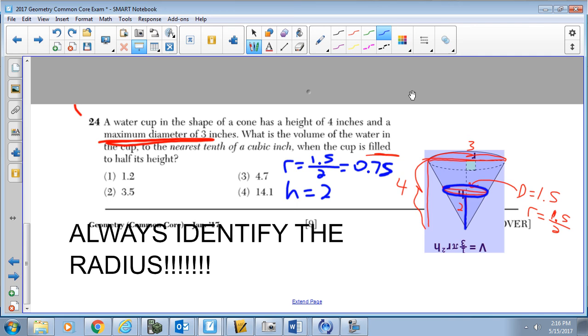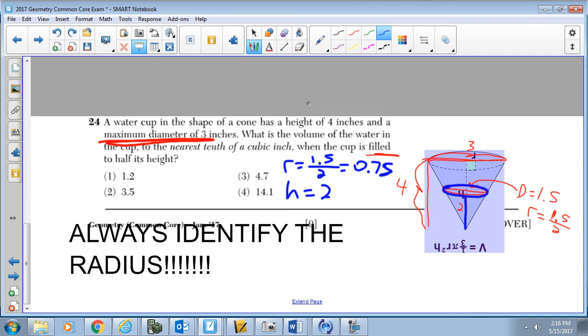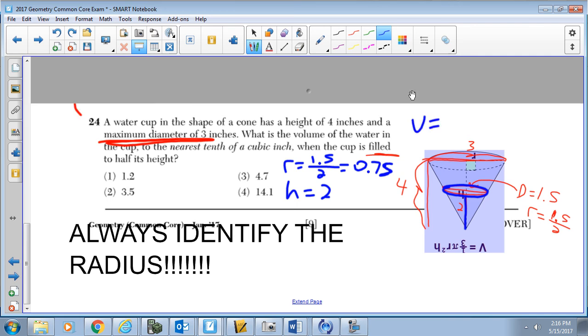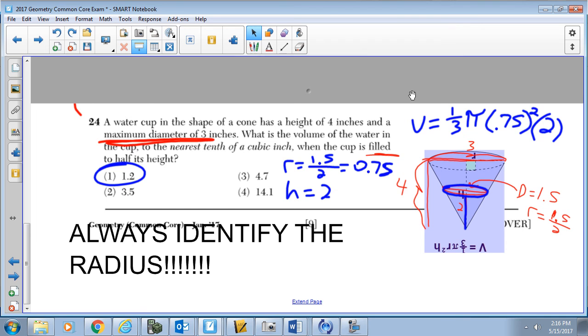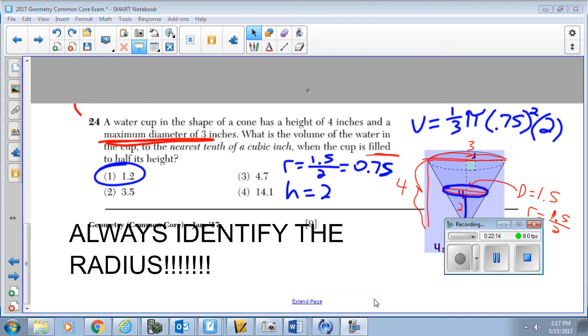So now we're going to plug it into the formula. So V is equal to 1/3 pi, and then r squared, so that's going to be 0.75 squared, and then times h, that's just going to be 2. And when you plug that all into the calculator, you end up getting an answer of 1.2. It can be kind of tricky, this problem, but if you look at it, hopefully it made sense. All right, so that concludes the problems. I'll move on to part 2 in the next video.